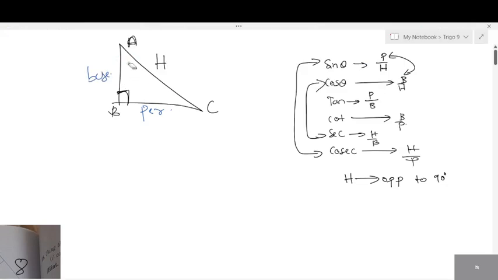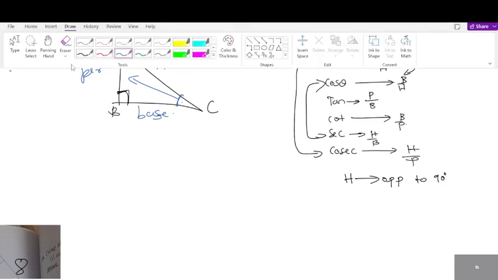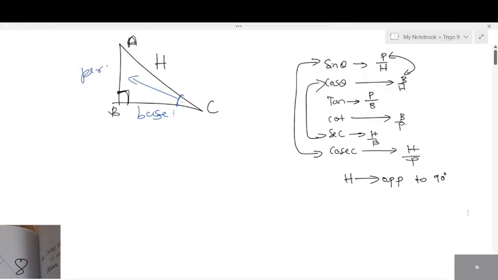Next, angle C. Tell me which is opposite to angle C? AB. So which is perpendicular to angle C, student? Perpendicular. BC will be the perpendicular. Is this clear? Well understood? Okay. Next. This is the main concept. We'll start solving the questions.